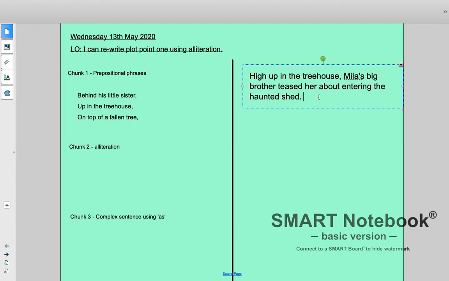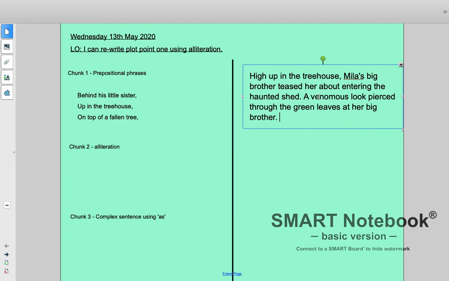Now, what happens after? In the text yesterday, on the first page, Mila shot a venomous look at her brother. I really like that clause, so I'm going to use it in my story. A venomous look pierced through the green leaves at her big brother. I really like that clause, so I'm going to use it in my writing.